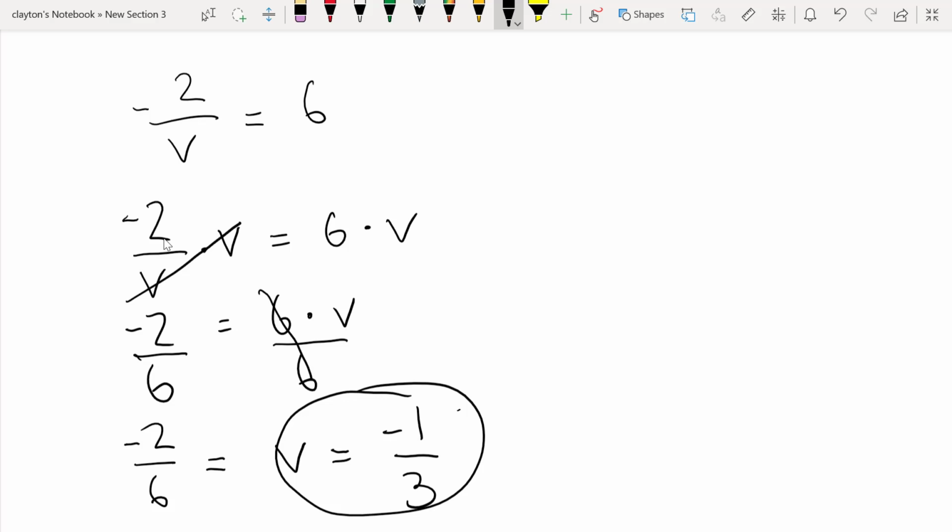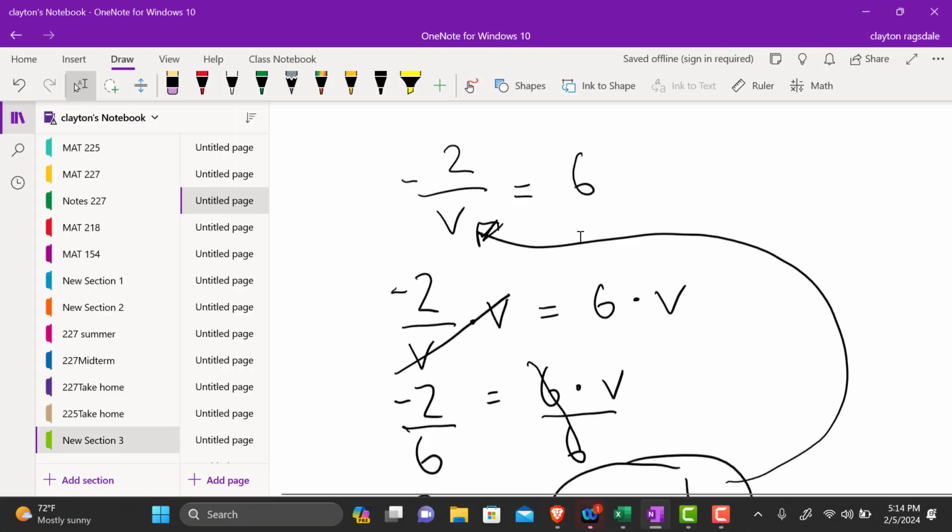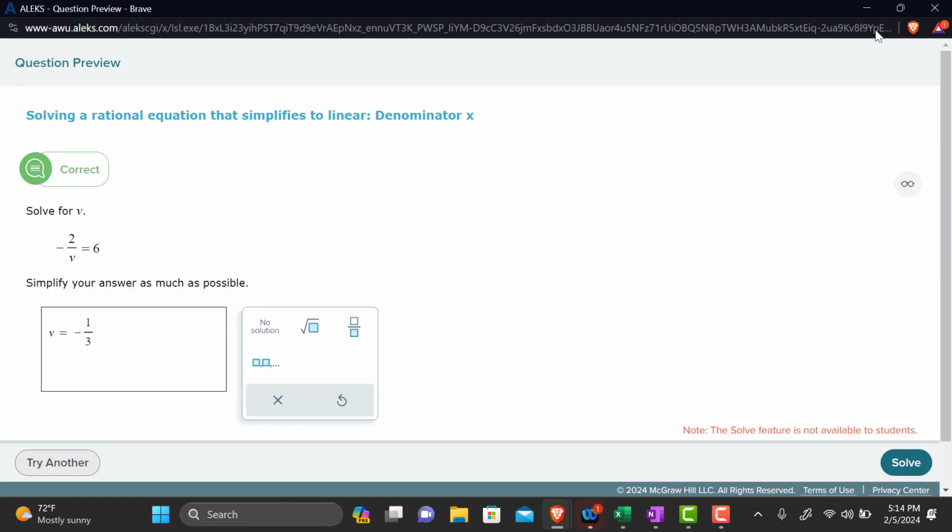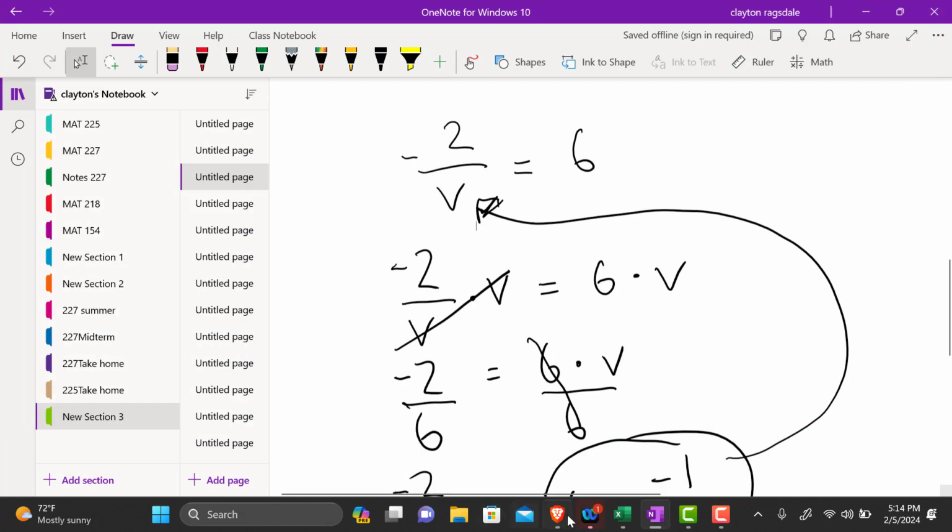And you can always go verify your answer, plug it back in to the starting point, and make sure that's a true statement. Let's go check. Negative 1/3. So that was number 8.